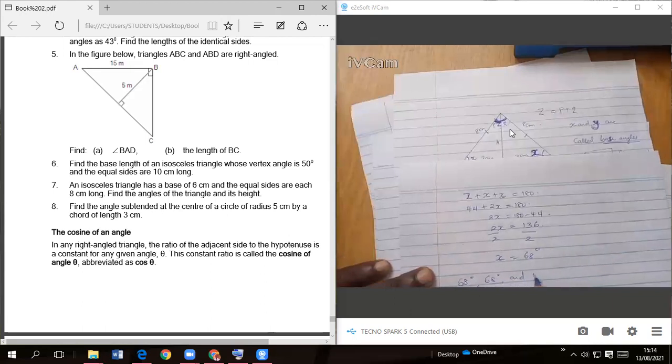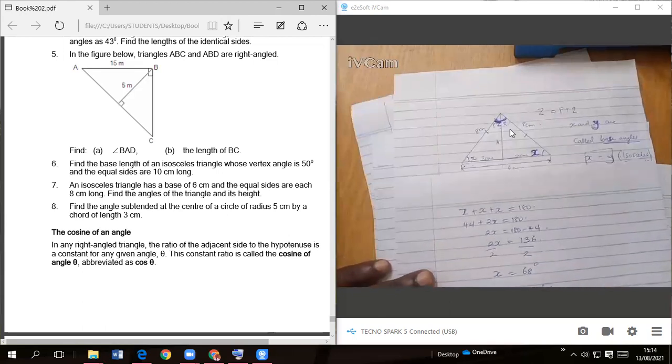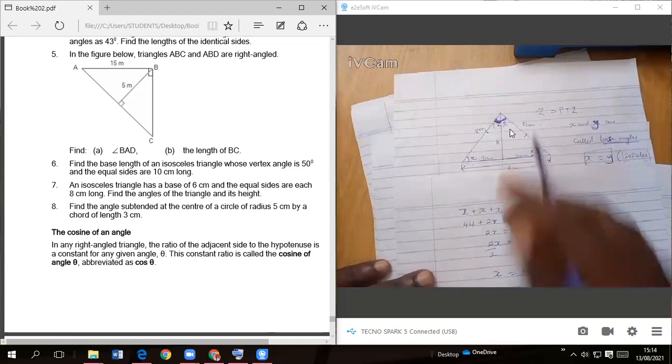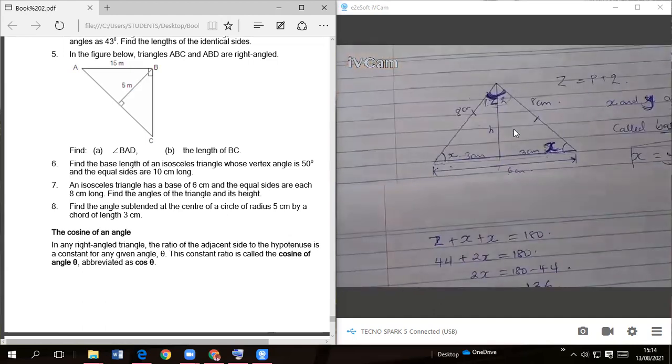So the angles of this triangle are 68 degrees, 68 degrees, and 44 degrees. Now we are left with finding the height h. To find the height h, how would we find it? We have this 3, we know it. We know even P, so we can use Pythagoras theorem there.